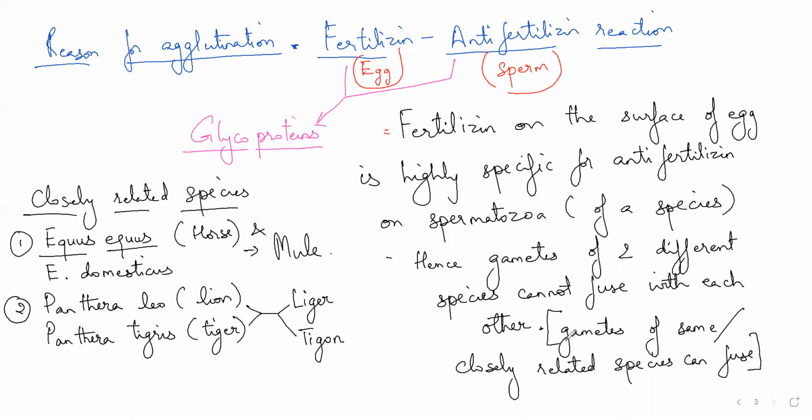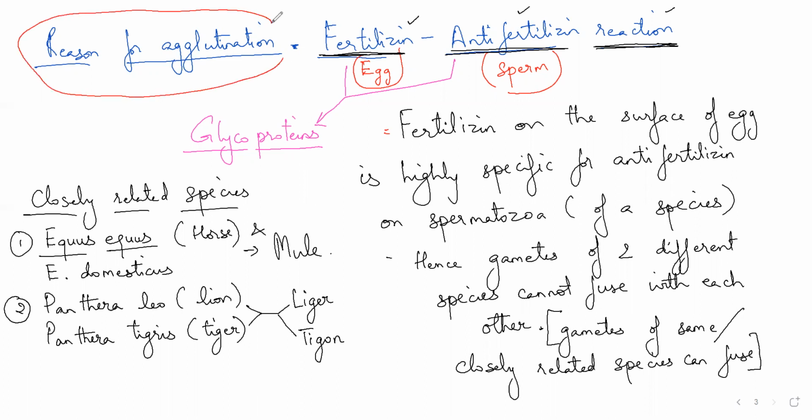So sometimes the gametes of the two closely related species may also fuse, but that specificity lies upon the fertilization anti-fertilization reaction. इस चीज पे डिपेंड करती है. फर्टिलाइजन एंटी फर्टिलाइजन अगर मैच कर जाएंगे तो गेमीट्स फ्यूज कर सकते हैं, अदरवाइज गेमीट्स नहीं फ्यूज करेंगे. Fertilization is present on the surface of the egg and anti-fertilization is present on the surface of the spermatozoa. This is the reason for agglutination. This is why the spermatozoa gets fixed onto the surface of the egg.